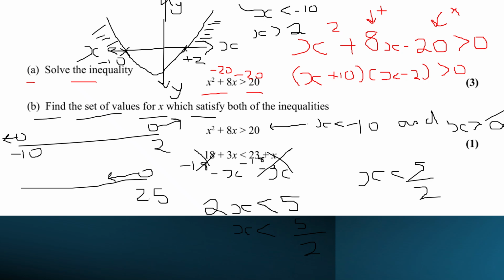Well, if we think about it, it's going to have to be between 2 and 2.5. So 2 is less than x, which is less than 2.5 or 5 halves. So that's that there. And also x is less than.